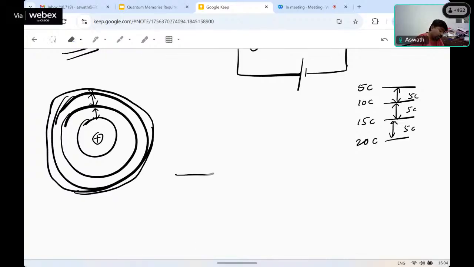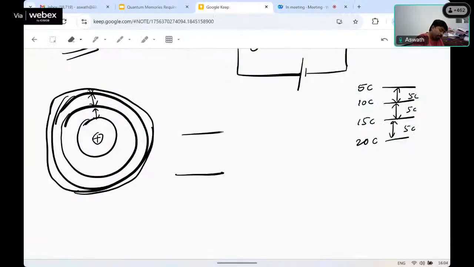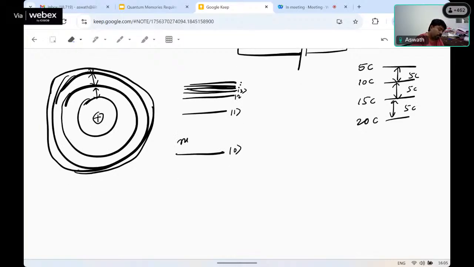It is just like a ground state and an excited state and the next excited state and the next excited state, and very close excited states. This is what a real atom would look like: 0, 1, 2, and 3, and so on. This is non-linear energy separation in the real, natural atom.